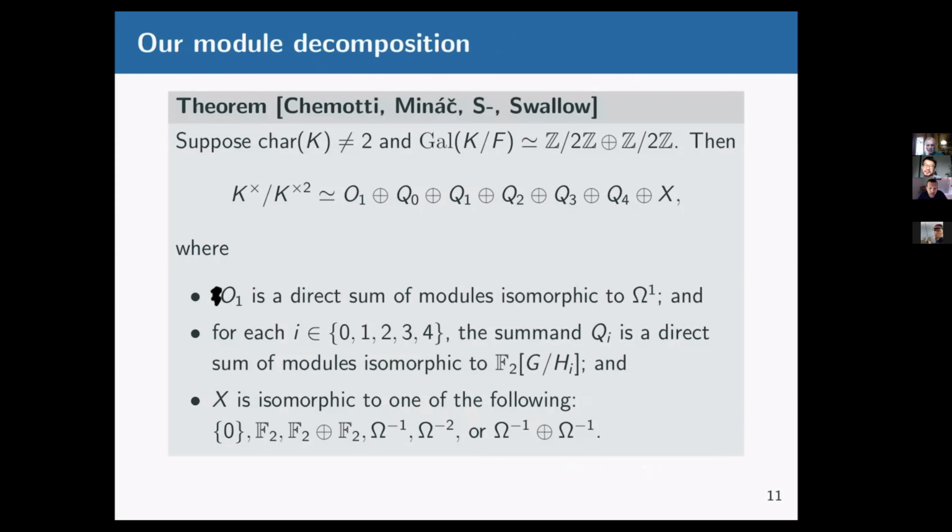We get a direct sum of things that look like omega 1. So those are some 3-dimensional summands. We get a bunch of things that look like these quotient ones that I showed you on the last slide. And then you get this weird one that's called X. And X takes on one of a handful of different possible values. It can be a direct sum of some omega minus 1s, or it can be an omega minus 2, or it might be a direct sum of some trivial things.